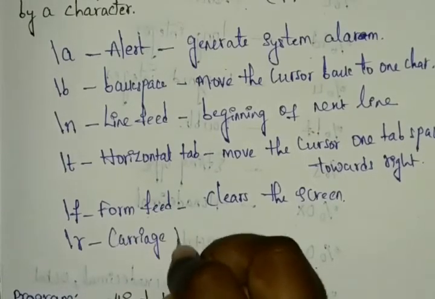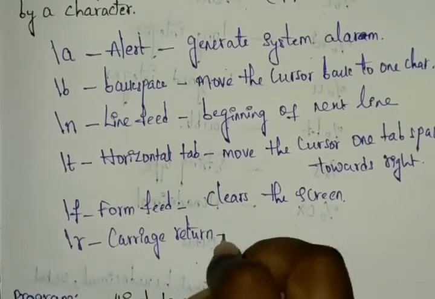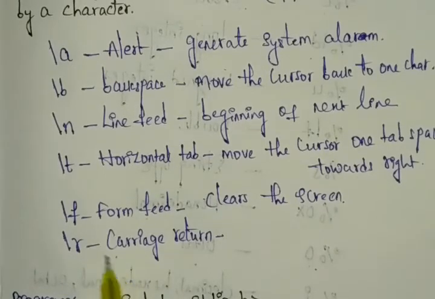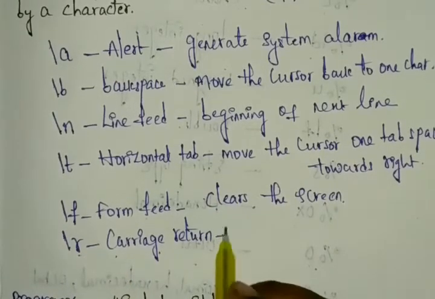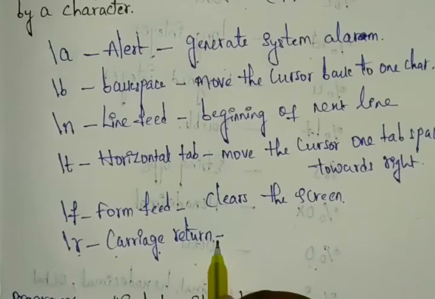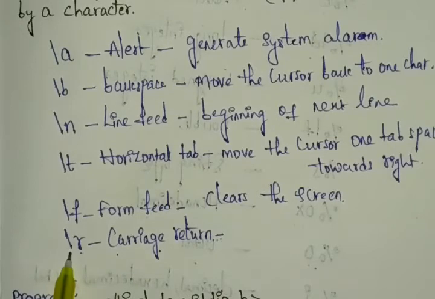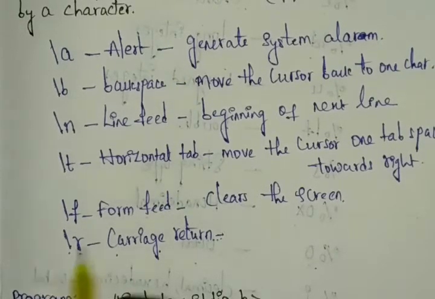Carriage return. So what is the use of this? It returns to the beginning of the current line. Beginning of the current line means you can see this is our present line, so at present I am here, right? Suppose if you use this slash r, automatically the cursor is moved to the starting point. It performs the beginning of the current line only.